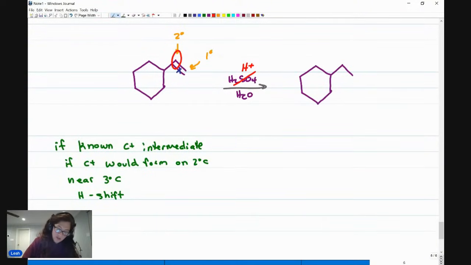Immediately, I see the Markovnikov position is secondary. This right here is tertiary. The carbocation will go here. My alcohol will go here. And I never drew the rearrangement. What do you think? Pretty fast? Would you have gotten this right on the exam if you did not draw any kind of intermediates?